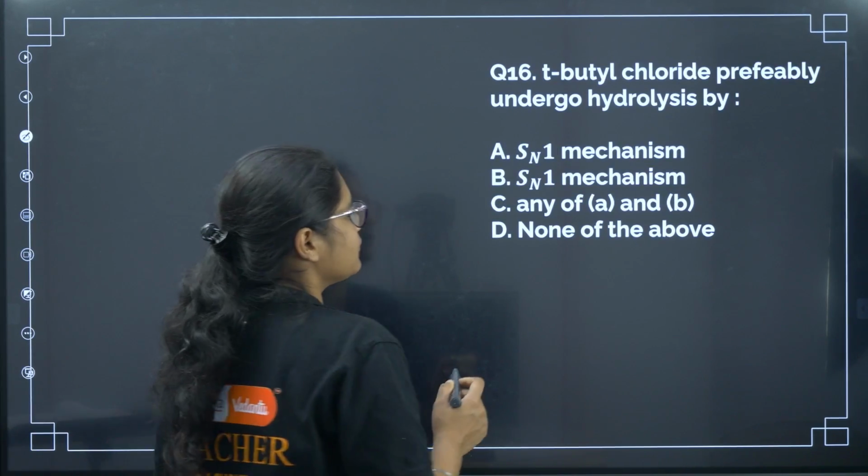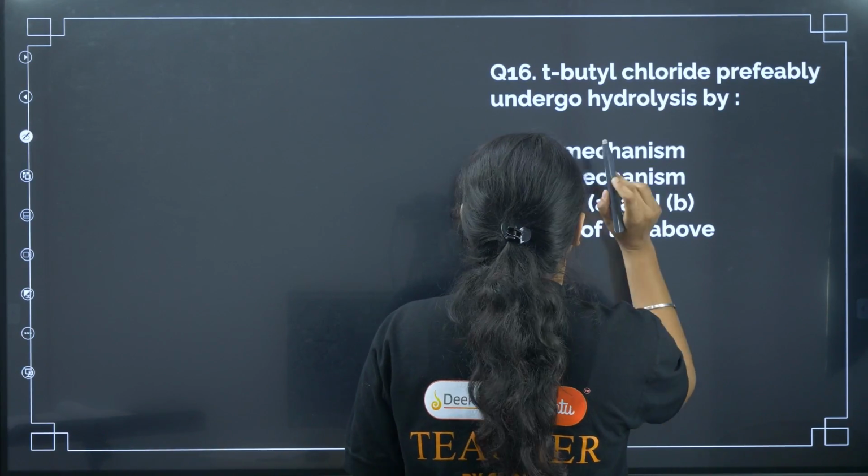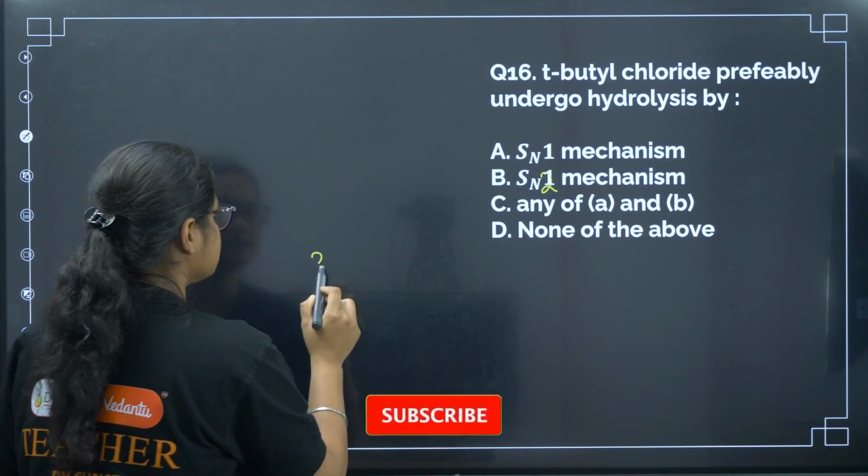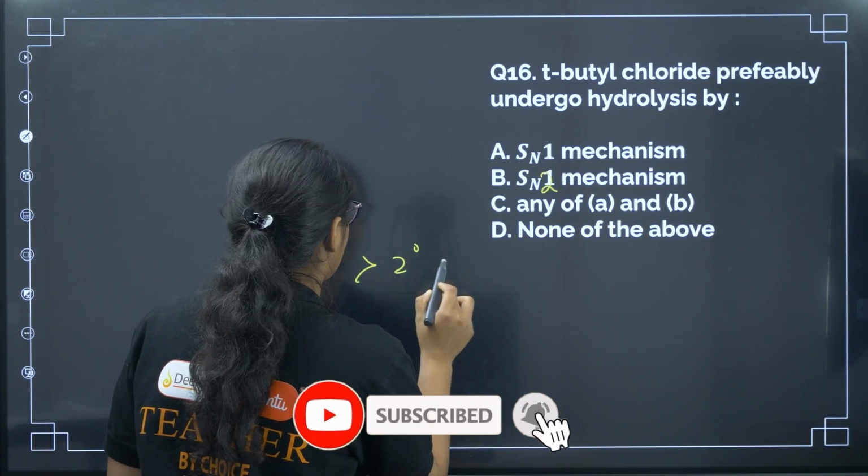Next, tertiary butyl chloride preferably undergoes hydrolysis by, so we know for SN1 mechanism it is 3 degree, 2 degree and 1 degree.